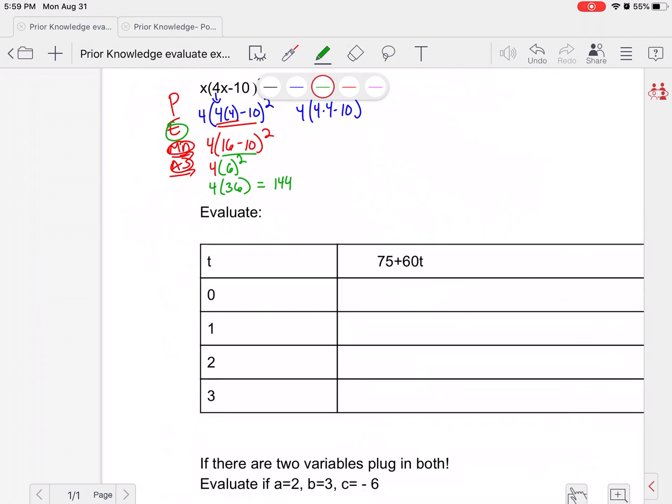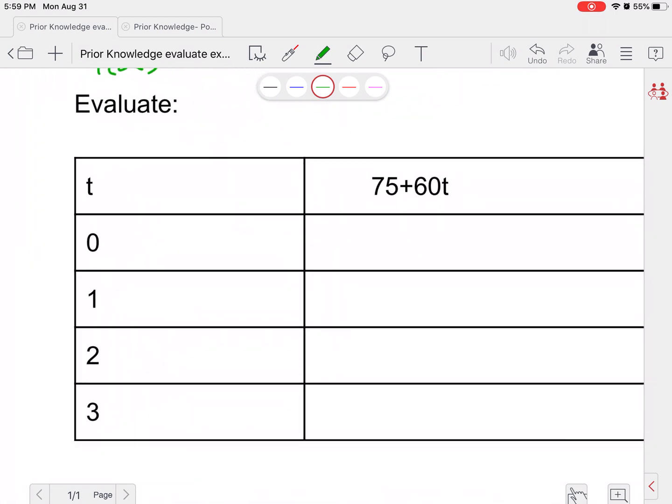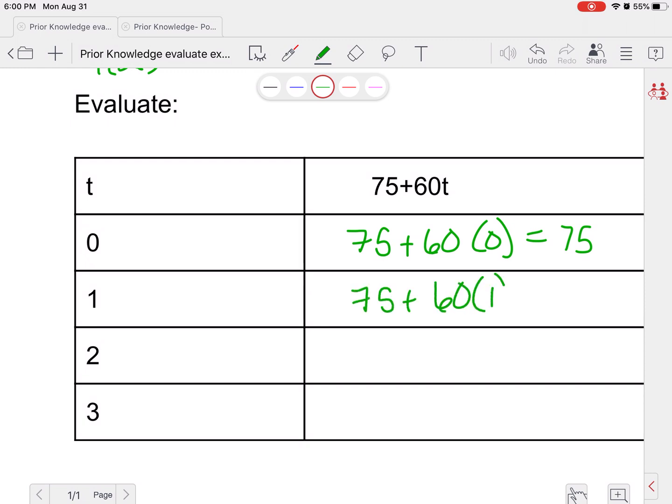Okay. All right, same idea here. We just have a different variable. So we have 75 plus 60 times t. So if t is 0, we'll have 75 plus 60 times 0. Well, 60 times 0 is 0, plus 75 would just be 75. 75 plus 60 times 1. Well, 60 times 1 is 60, plus 75 would be 135.